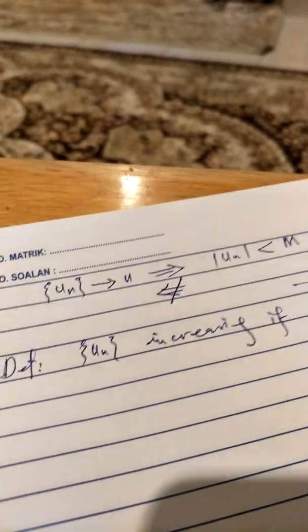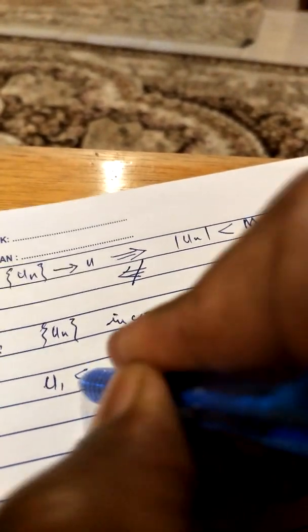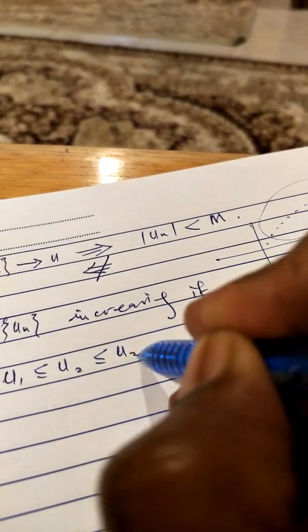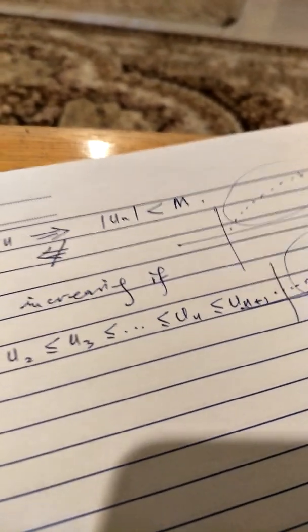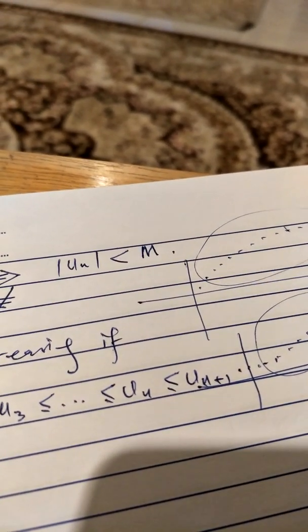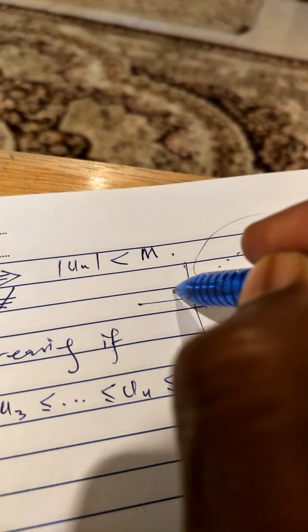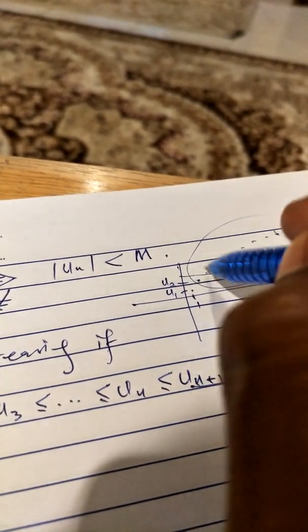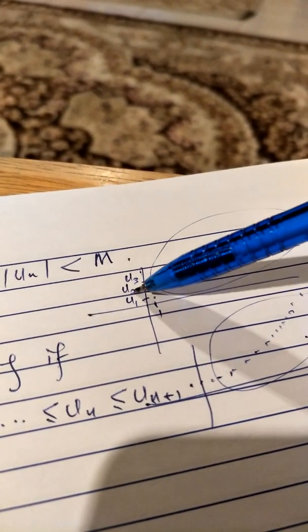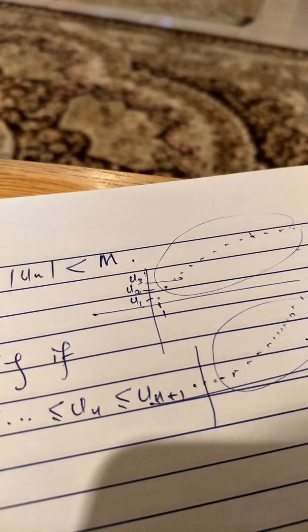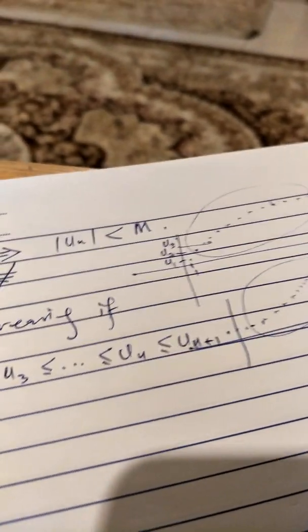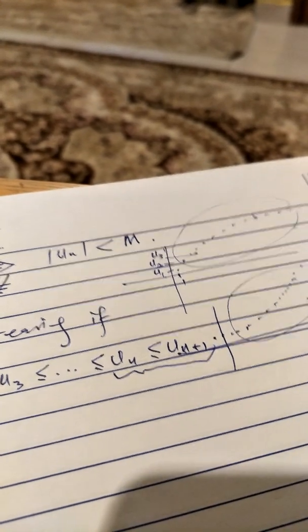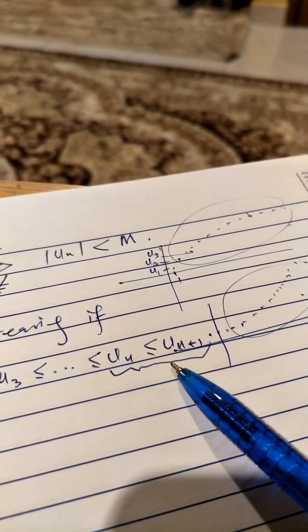Now un is an increasing sequence if we have u1 less than u2 less than u3 less than so on, less than un less than un plus 1 and so on. Look at this. This is an increasing sequence. This is u1, this is u2, this is u3. We can see from there that u2 is always bigger than u1, u3 bigger than u2, and so forth. So the sequence increases, the numbers are getting bigger. The important property here is that relationship: un is always less than un plus 1.